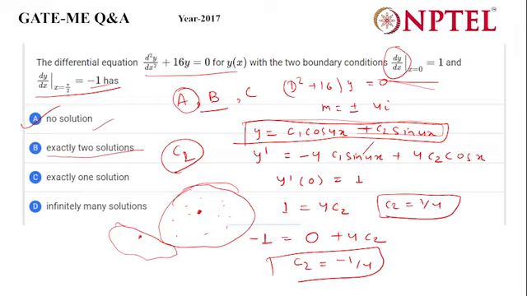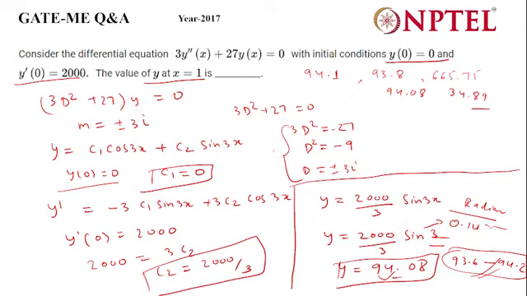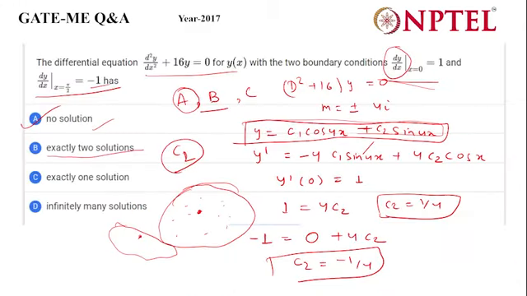Understood? And ma'am, what about option C? When will we get exactly one solution? What are the conditions? Yeah. Before, whatever questions we were solving, before we were solving with two boundary conditions, we were getting one solution, one value of C1, one value of C2. That was exactly one solution. Infinitely many solutions, I don't know that exists, but this option was there just to confuse you. This was the answer. Okay.